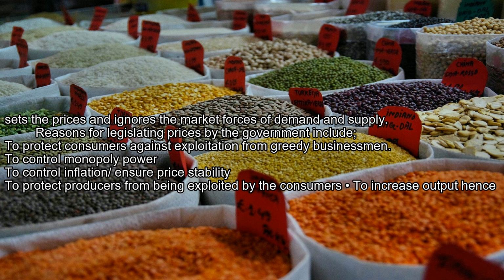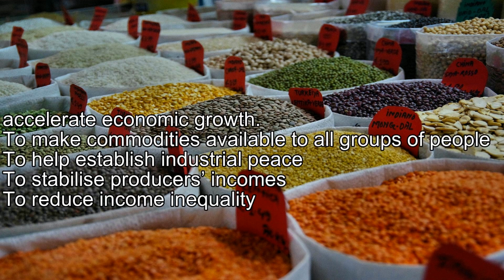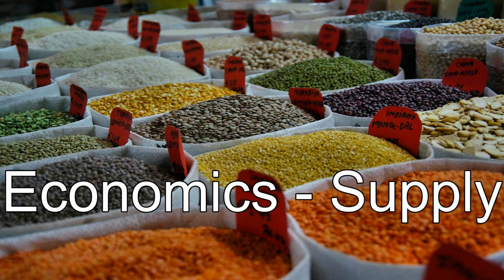Reasons for legislating prices by the government include: to protect consumers against exploitation from greedy businessmen, to control monopoly power, to control inflation/ensure price stability, to protect producers from being exploited by the consumers, to increase output, hence accelerate economic growth, to make commodities available to all groups of people, to help establish industrial peace, to stabilize producers' incomes, to reduce income inequality.